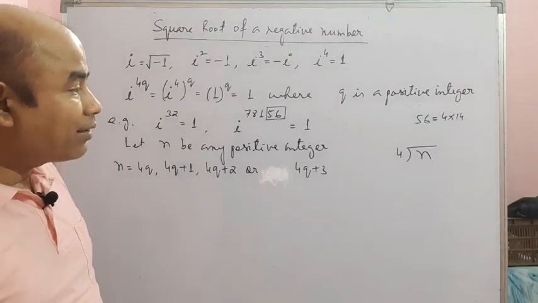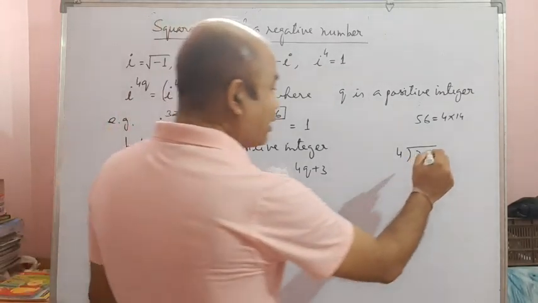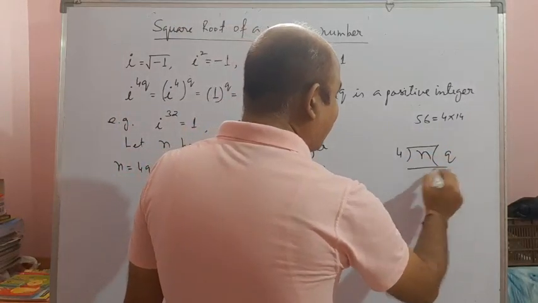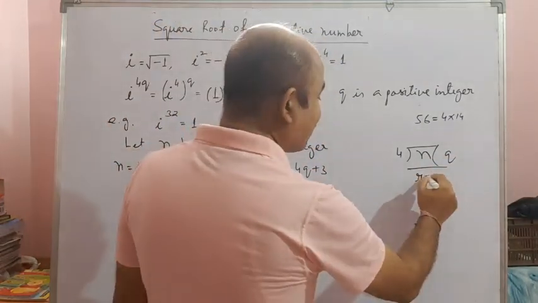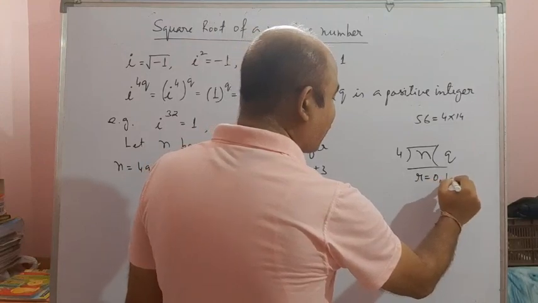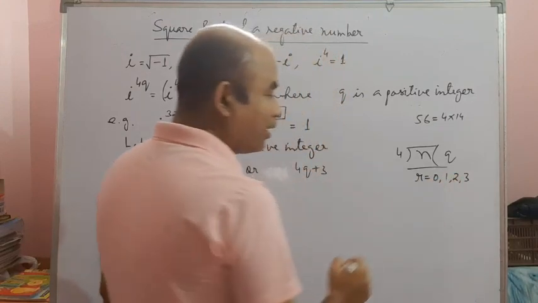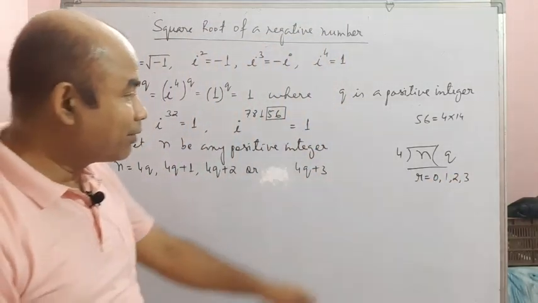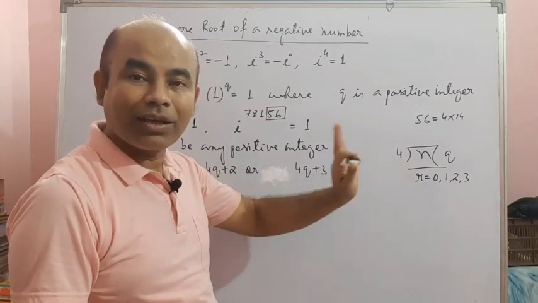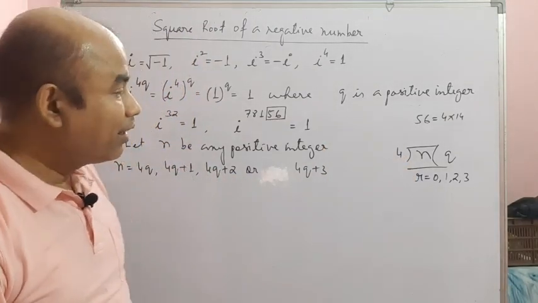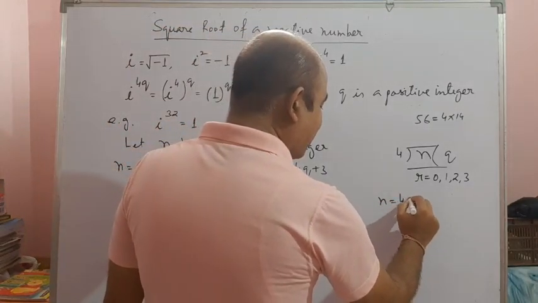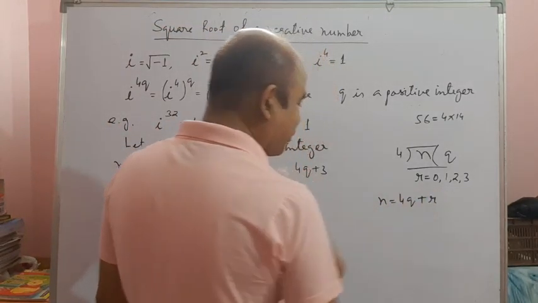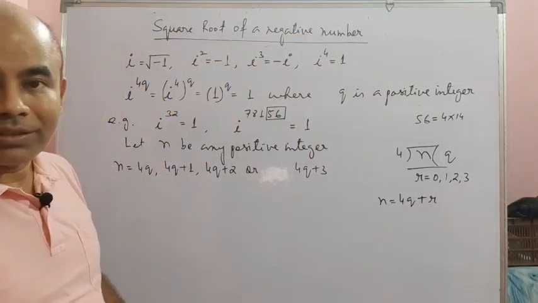Now, if I divide n by 4, you will get some quotient and some remainder. If it is exactly divisible, then the remainder will be 0. Otherwise, the remainder will be 1, 2, 3. As you know, the remainder cannot be greater than the divisor, so it cannot be 4 or more; the highest value is 3. And you know that dividend is equal to divisor into quotient plus remainder. So n is equal to 4q plus r.